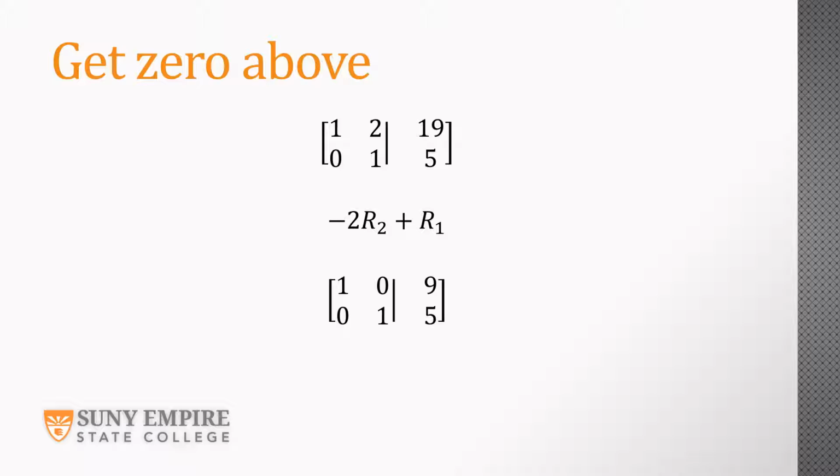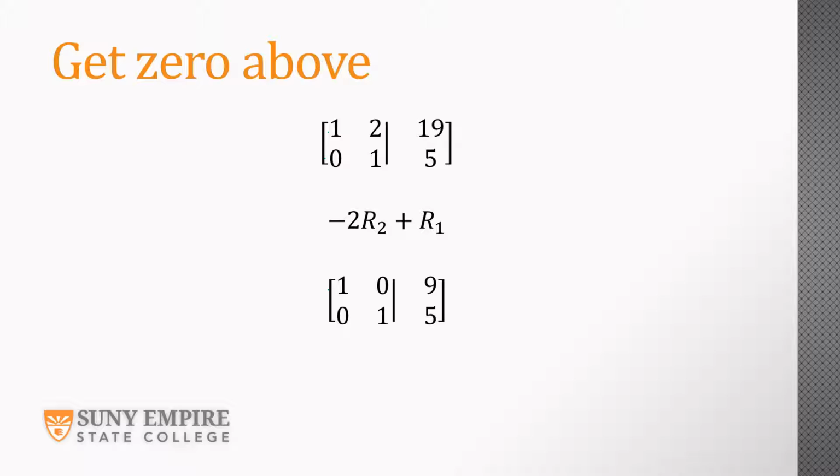To finish our work, we need to make the 2 above the newly created 1 go away. We will use the linear combination -2 times row 2 plus row 1. -2 times 0 plus 1 equals 1.